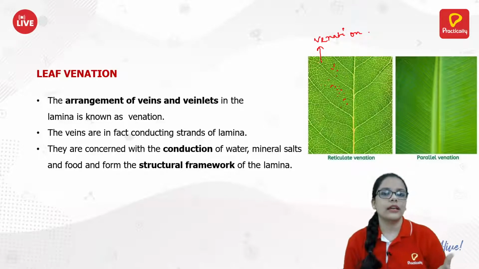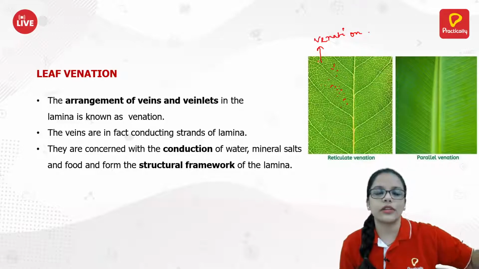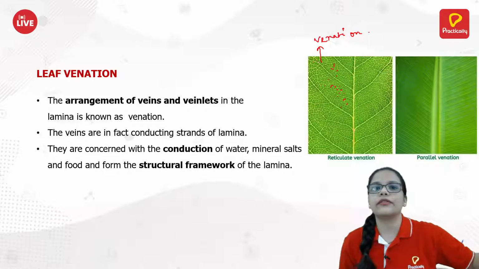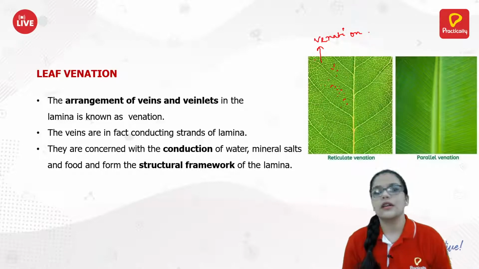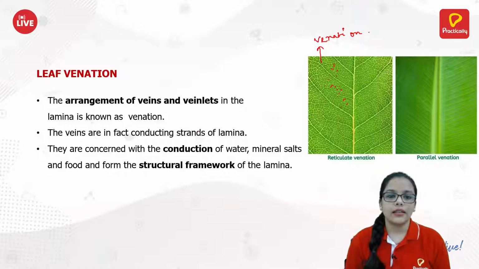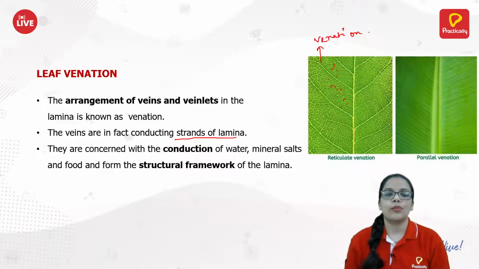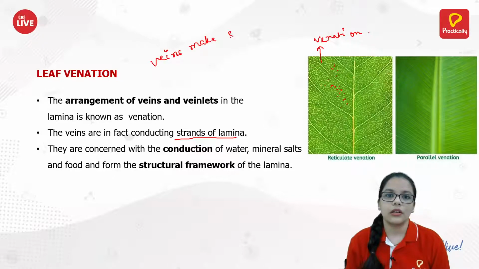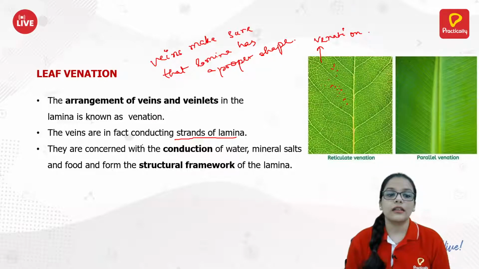And it is different in different plants, in different kinds of leaves. No two leaves will have the same kind of venation. Okay, and conducting strands of lamina. These veins make sure that the lamina has a proper shape. Okay, and they are concerned with the conduction of water. Okay, so what they do, you know, photosynthesis.